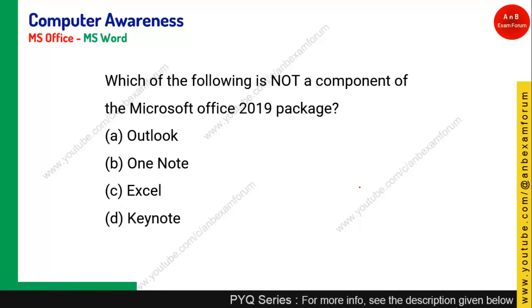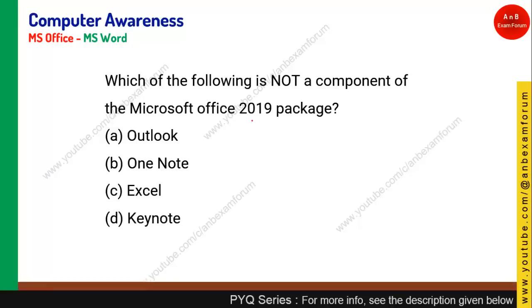Coming to the second last question of this particular topic, which of the following is not a component of Microsoft Office 2019 package? There are certain basic applications we know, Word, PowerPoint, Excel, but this is out of that. Outlook, OneNote, Excel, these are part of Microsoft Office, whereas Keynote is one of the features of MacBook. It is basically an Apple brand, so Keynote is in the MacBook application.